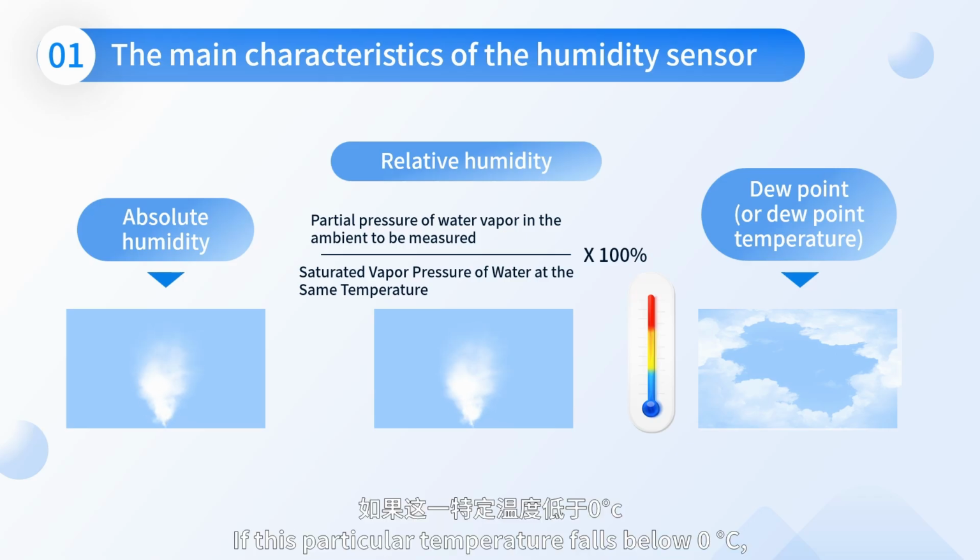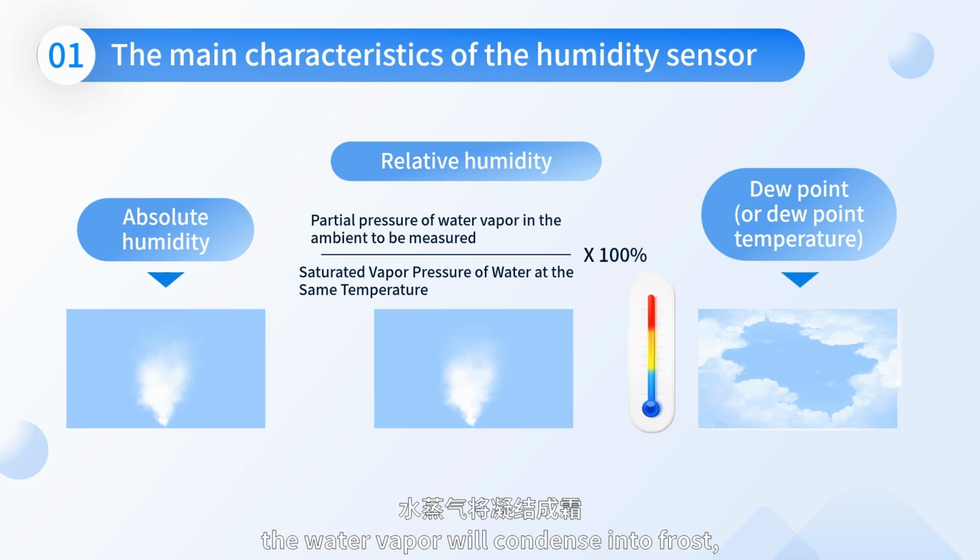If this particular temperature falls below 0 degrees Celsius, the water vapor will condense into frost, at which point it is named the frost point. Usually, the two are not distinguished and collectively referred to as the dew point, which is measured in degrees Celsius.